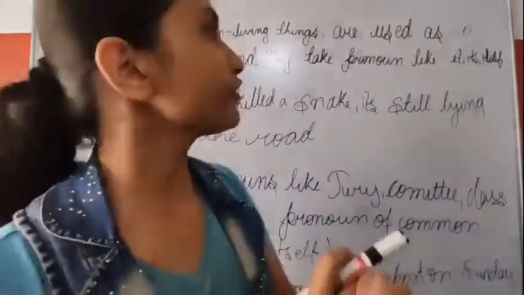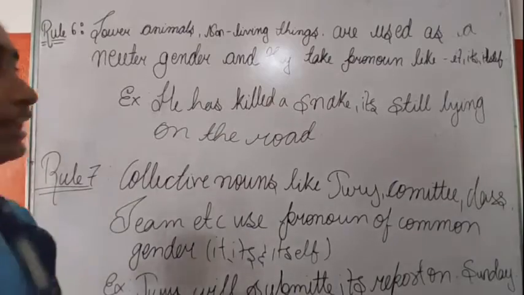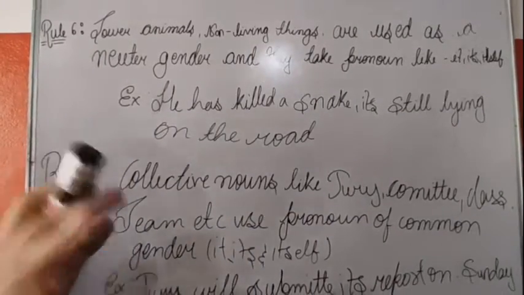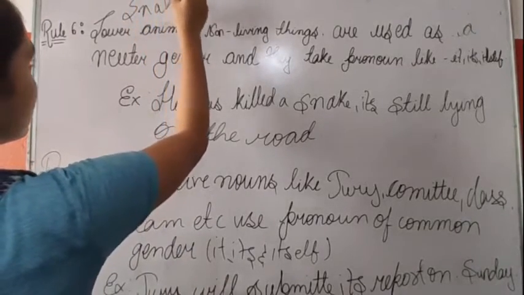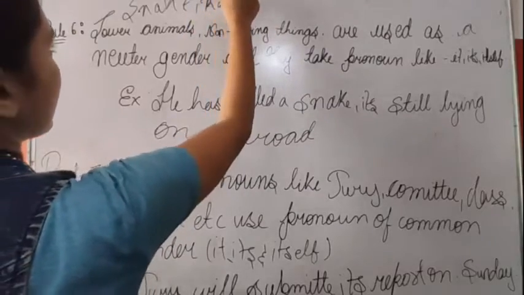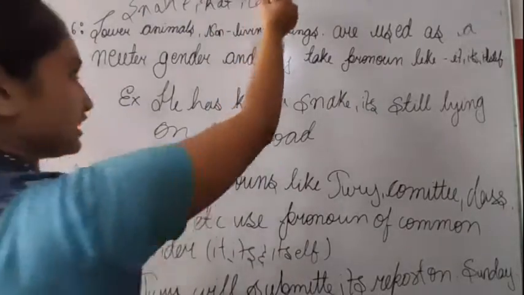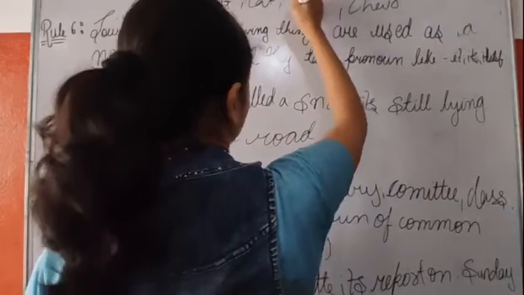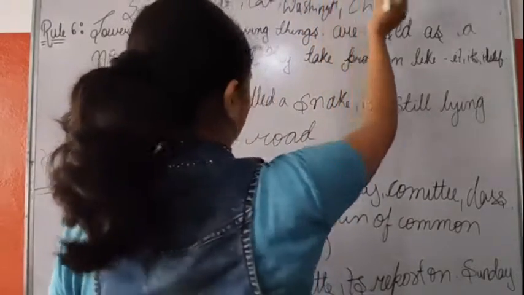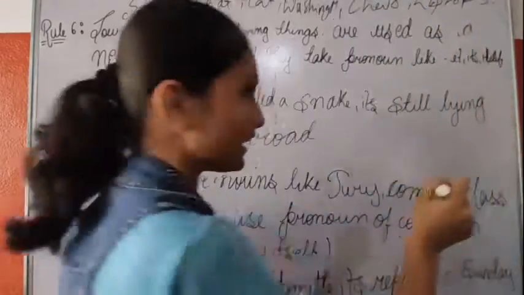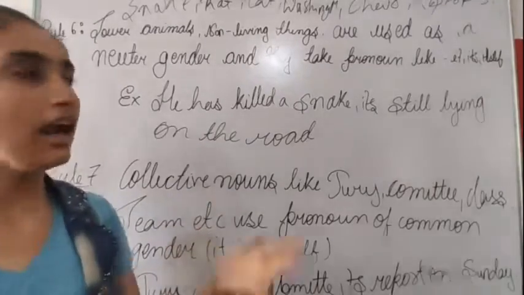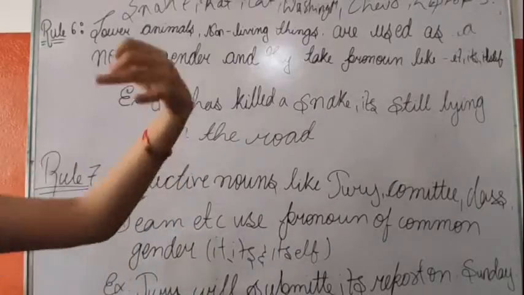If we move to our sixth rule, then lower animals and non-living things are used as neuter gender, and they take pronouns like it, its and itself. Again, I am repeating, lower animals means smaller animals, like snake, mouse, rat, cat and all those animals. And non-living things, you can say chair, washing machine, your laptops, and all the things which are non-living and don't have life. They are always used as neuter gender, and they always take pronouns like it, its and itself.